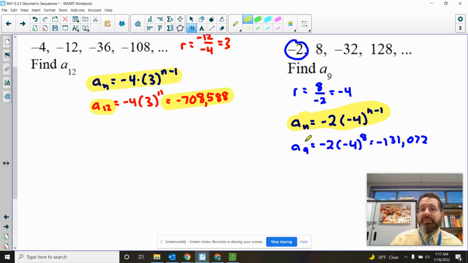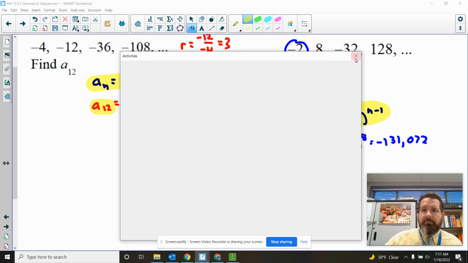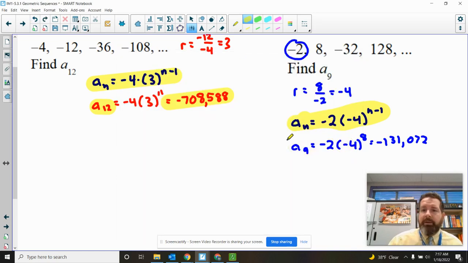Notice that the pattern's always the same. I wanted to do just the ninth term and its value. So the pattern's always the same: first term times that common ratio to the power of n minus 1.